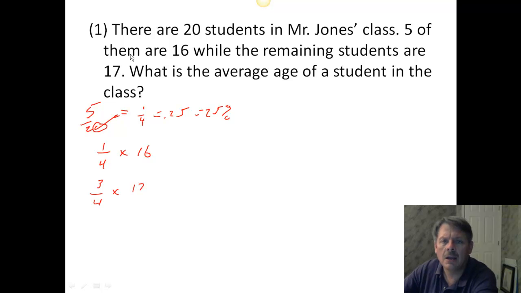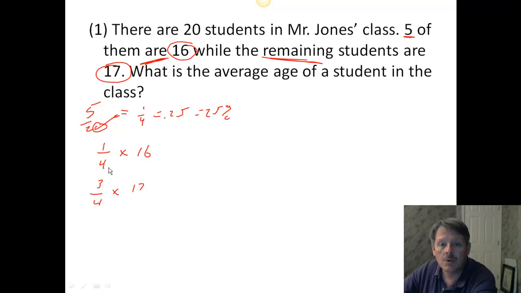All right, welcome back. Certainly if the youngest students are 16 and the oldest students are 17, that means the average age has to be somewhere between 16 and 17. And there are only 5 students who are 16, and 15 students remaining who are 17. So the age should be between 16 and 17 and closer to 17. Once we do the math, let's make sure that we actually come up with that.